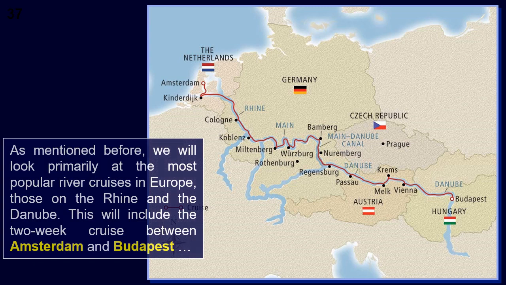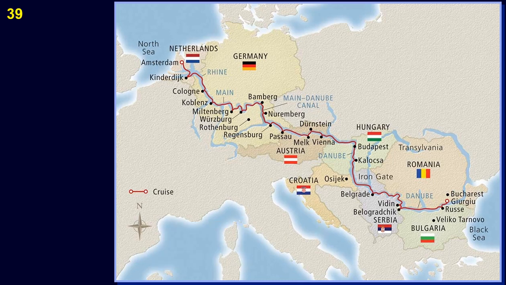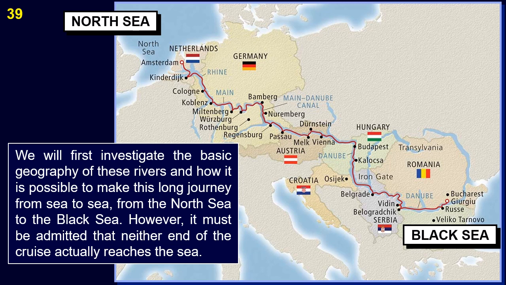As mentioned before, we will look primarily at the most popular river cruises in Europe, those on the Rhine and the Danube. This will include the 2-week cruise between Amsterdam and Budapest, and the longer three-week cruise between Amsterdam and Bucharest. We will first investigate the basic geography of these rivers, and how it is possible to make this long journey from sea to sea, from the North Sea to the Black Sea.